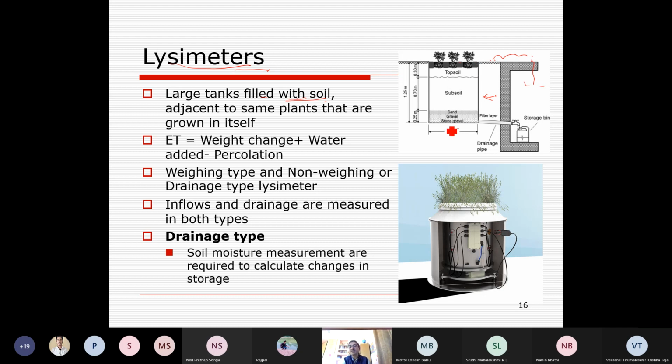And if we are simply weighing this whole arrangement, this tank filled with the same kind of condition of soil layers, having the same plants or same crop, and if every day we are measuring the weight of this system, we can find out the loss in weight. So loss in weight is simply either water removed from this system to the atmosphere, or it is excess and it is draining out from the system.